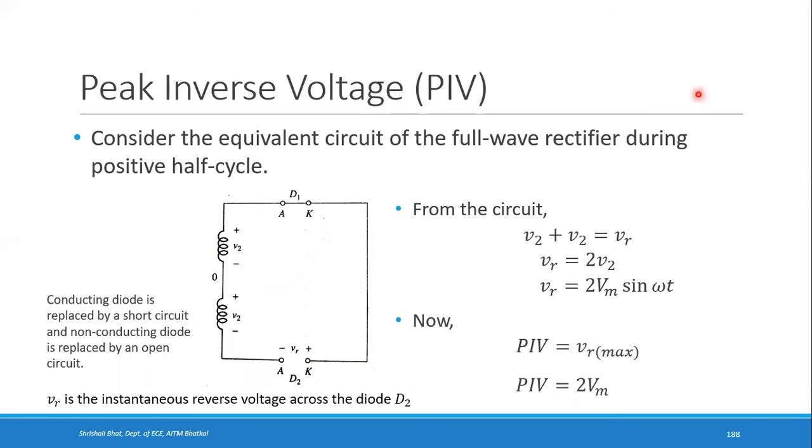So with this, we have finished all the derivation part. We have seen all the parameters, just like we have seen in half wave rectifier. Next, we will solve some numerical examples of the problems based on full wave rectifier.